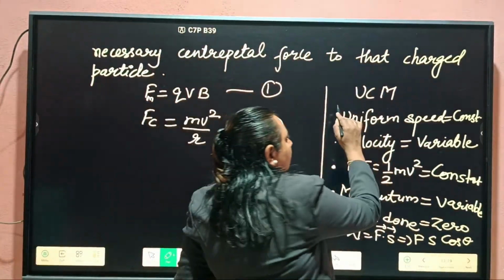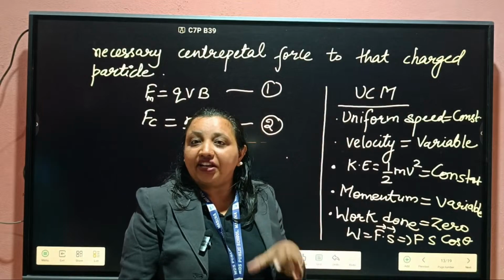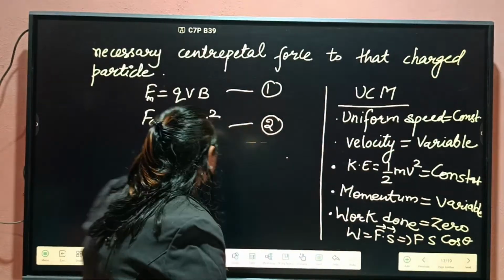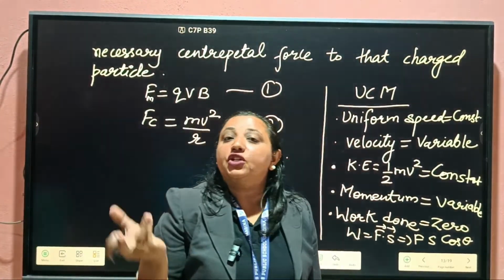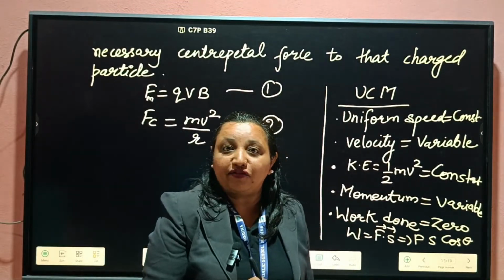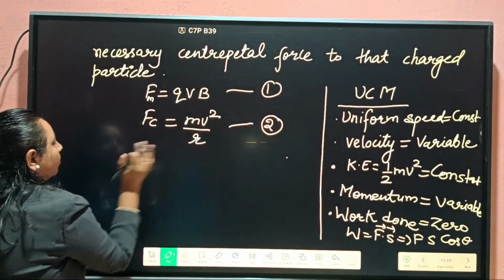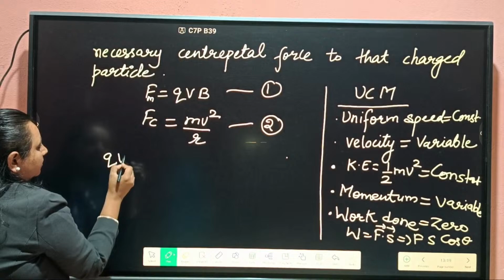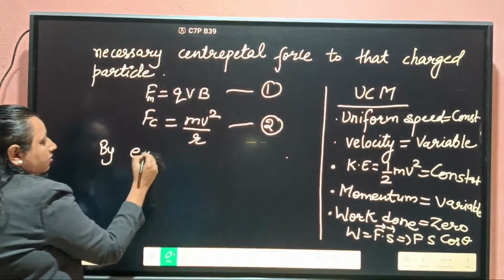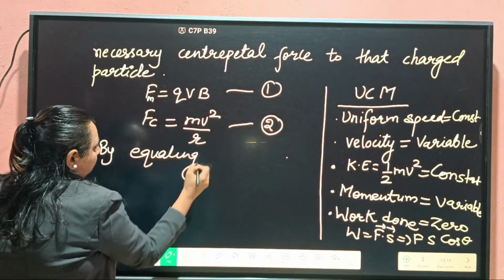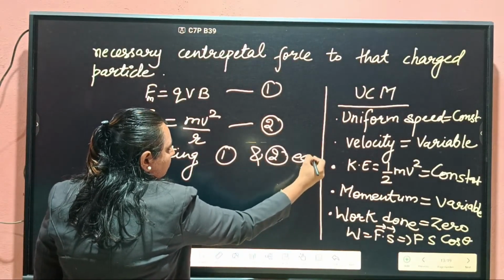So these are some physical quantities which some of them remain constant and some are variable in case of uniform circular motion, right? So this is a case where maximum force is exerted on it when the charged particle enters perpendicular to the uniform magnetic field and it follows the uniform circular motion or the circular path. Here we can equate these two. These are the forces. So by equating first and second equation, what we got?